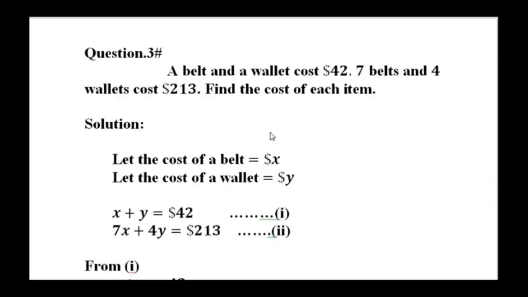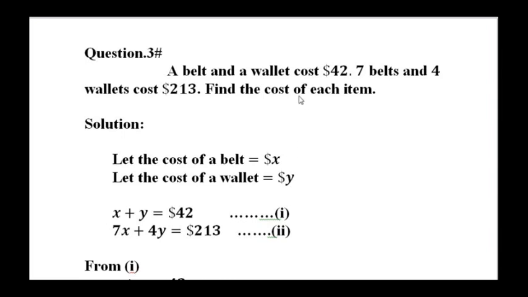Question number 3. A belt and a wallet cost $42. 7 belts and 4 wallets cost $213. Find the cost of each item. Once again, we don't know the cost of a wallet or the cost of a belt. Let's suppose the cost of a wallet is X dollars and the cost of a belt is Y dollars.